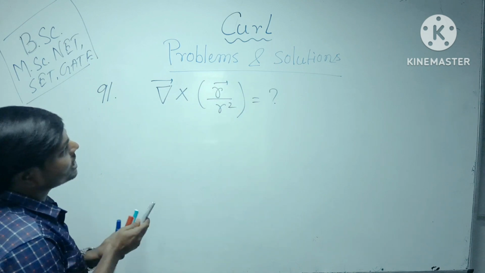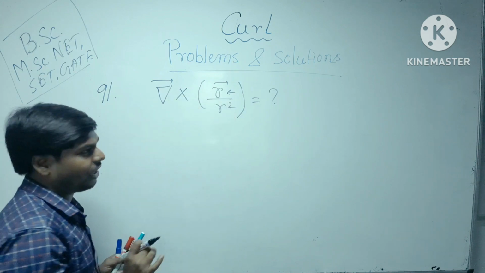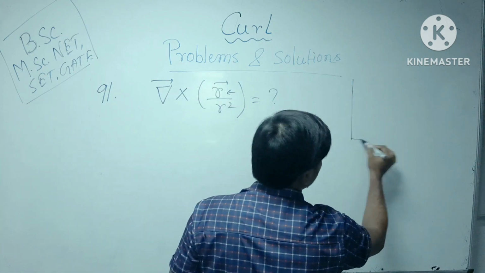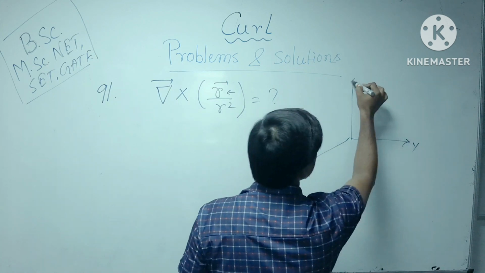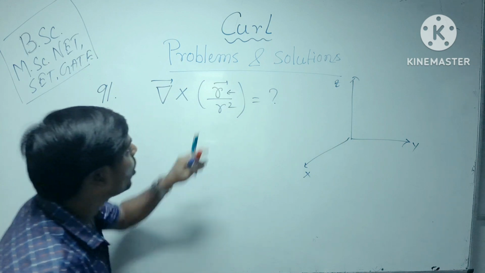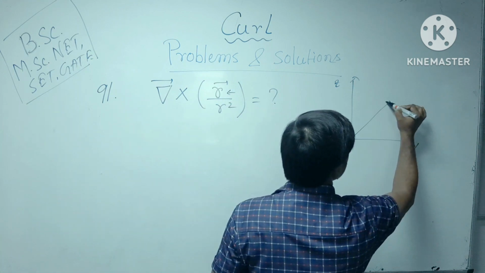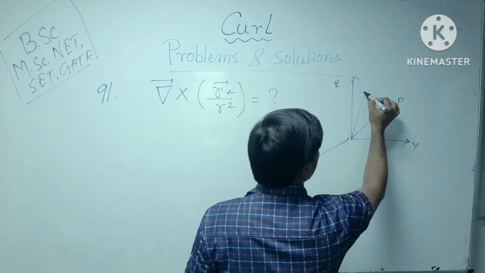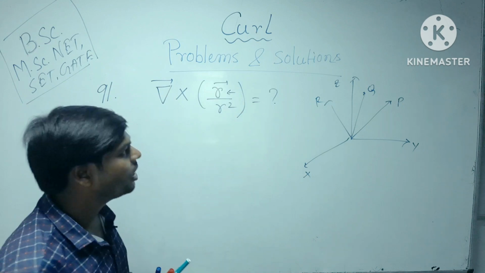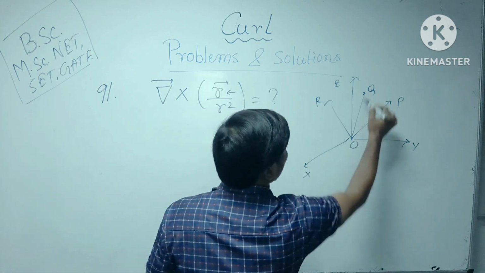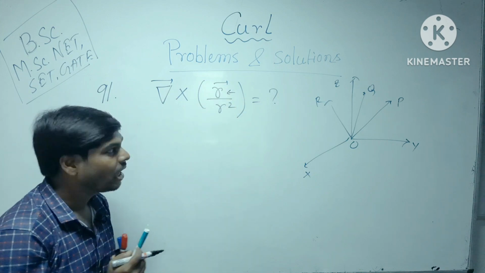Okay, so what is this? This is the position vector, right? This is the position vector in 3 dimensions. So if I say this is my x-axis, this is the y-axis, and this is the z-axis, what does r represent? R represents the position of any point. Position of this point, let's say this is P. Position of this point, this is Q. This is the r vector. So OP, OQ, OR are all position vectors, right?